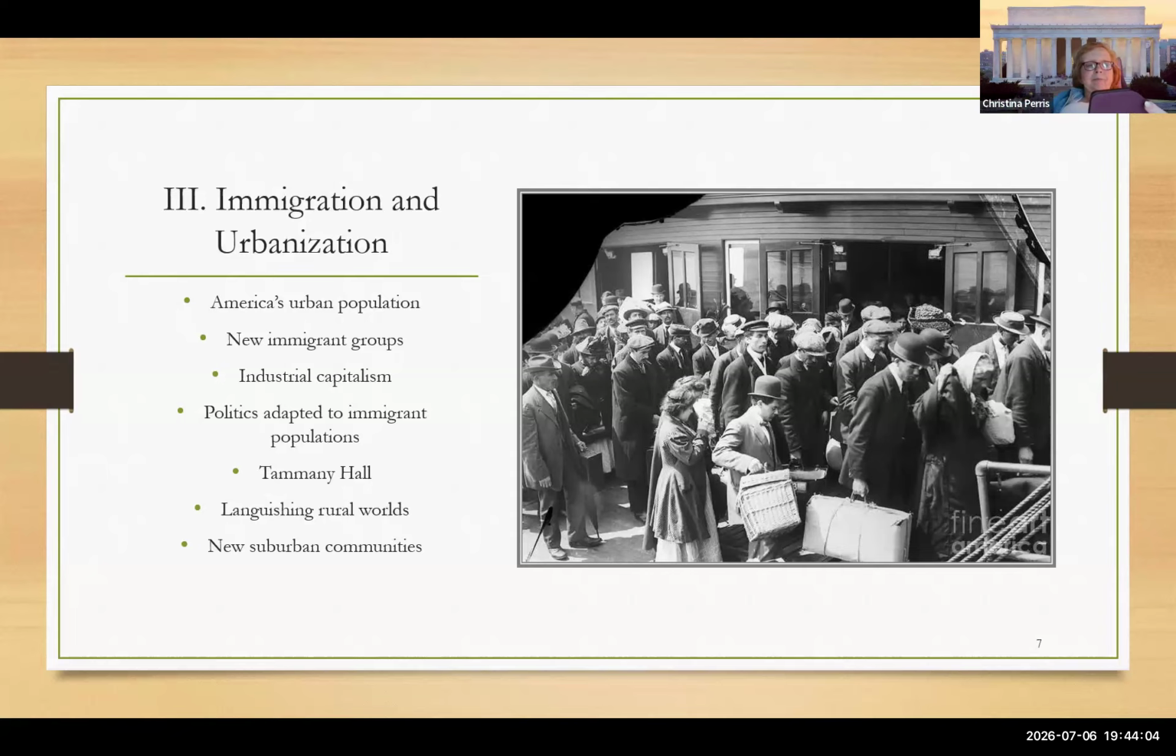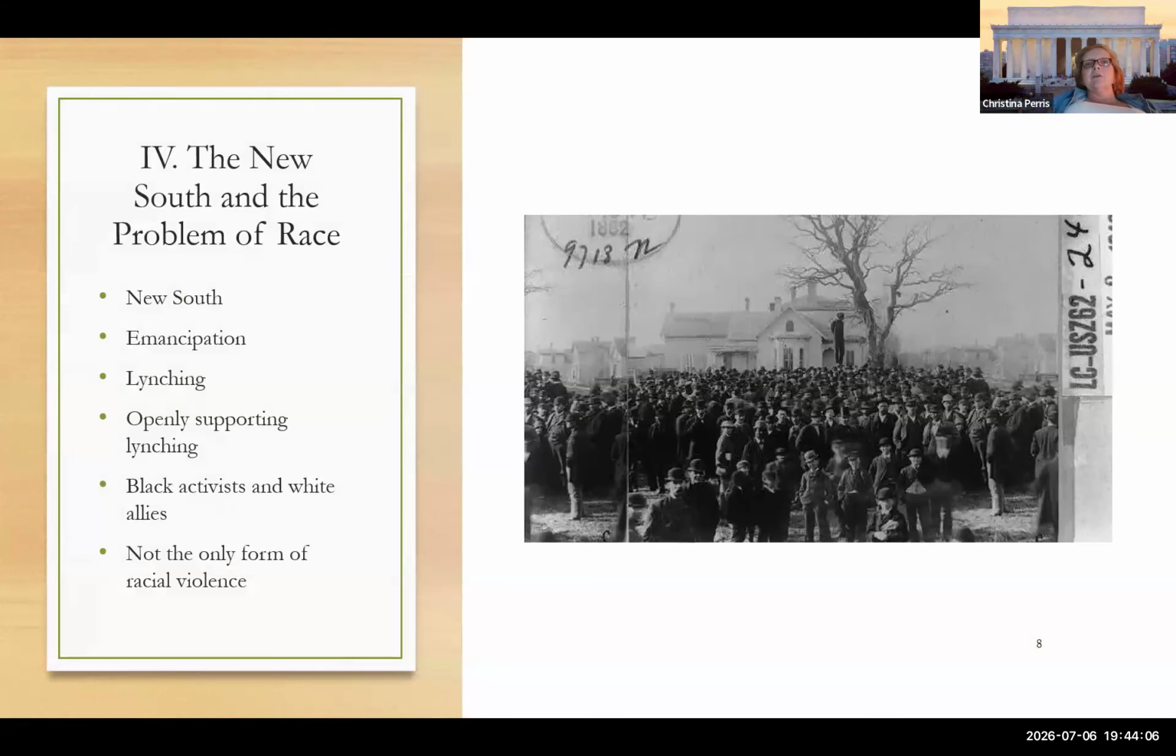So now we come to the New South and the problem of race. So there was a South of Slavery and Secession. Atlanta Constitution editor Henry Grady proclaimed in an 1886 speech in New York, "That South is dead." Grady captured the sentiment of many white Southern business and political leaders who imagined a new South that could turn its back to its past by embracing industrialization and diversified agriculture.